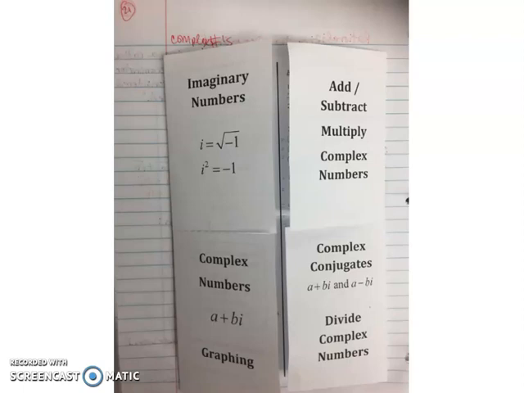Okay, for page 21, label your paper complex numbers. You're going to want to cut the sheet along the dotted lines on the inside. You'll see them, they're horizontal. Once you cut them, you'll be able to fold your paper, having 4 separate tabs here, labeled imaginary numbers, complex numbers, how to graph them, adding and subtracting and multiplying complex numbers, and complex conjugates and dividing complex numbers.